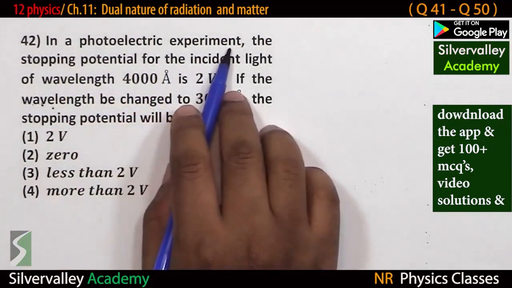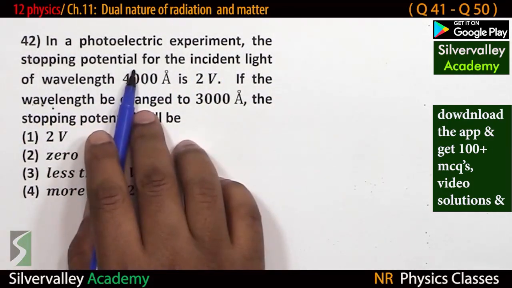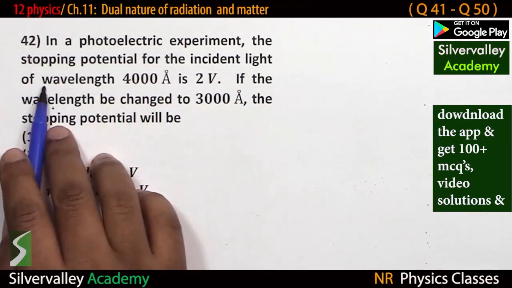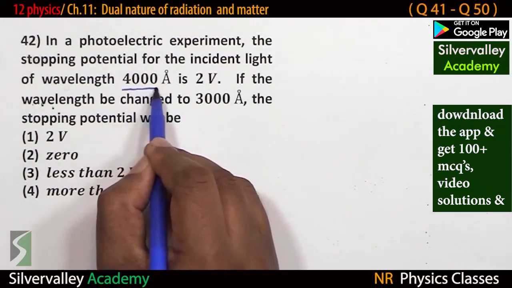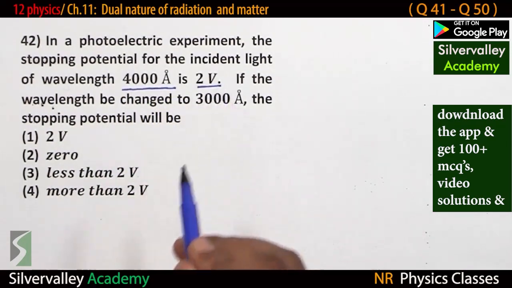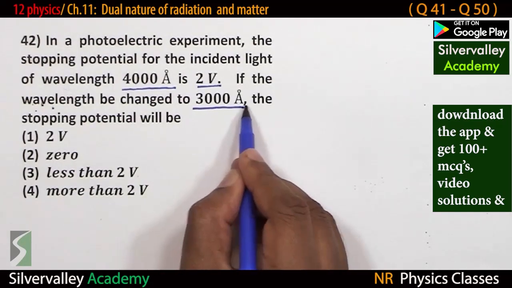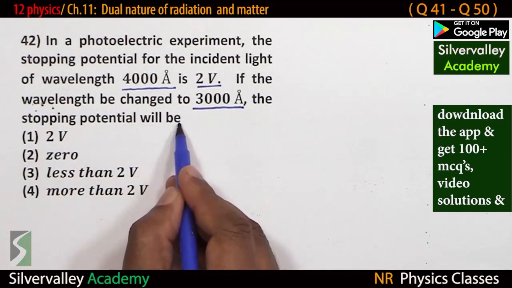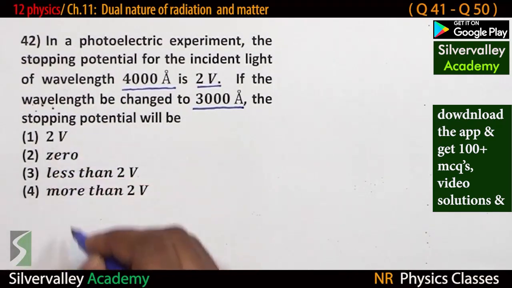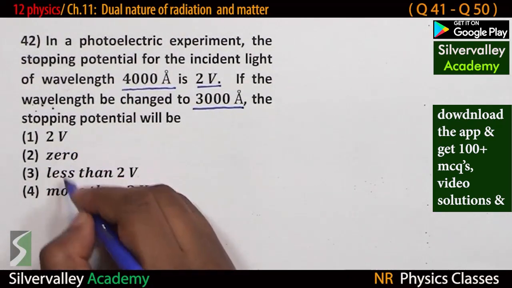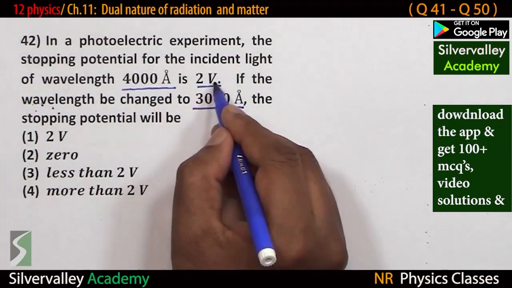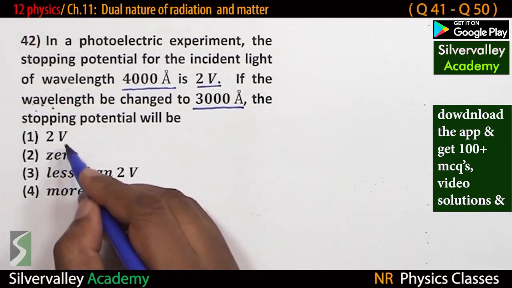In a photoelectric effect experiment, the stopping potential for the incident light of wavelength 4000 angstrom is 2 V. If the wavelength is changed to 3000 angstrom, the stopping potential will be? Observe the 4 options. All these are with respect to 2 V. So you don't have to calculate anything.